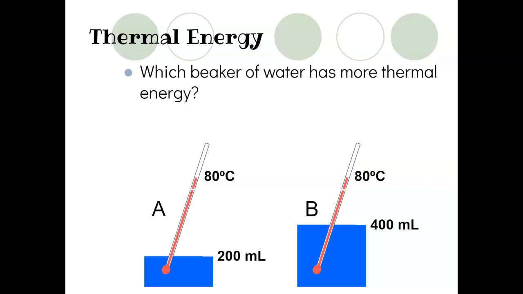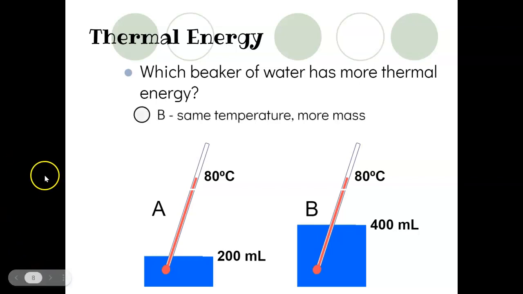Now remember, thermal energy is the sum of all the kinetic and potential energy, and it is dependent on mass, so how much of a substance there is. If we take a look, there is more material in object B, and because they're the exact same temperature, just more of B, B is going to have the higher thermal energy. It's got the same temperature but more mass, so it's going to have a higher overall thermal energy.